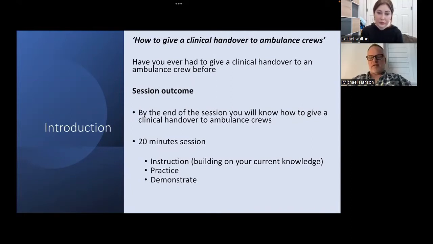This session will be about 20 minutes long, and it's been broken up into first a little bit of instruction, building on your current knowledge as a nurse. There'll be some aspects and terminology which you'll be very familiar with. Then we're going to do a couple of practice rounds with information based on scenarios, and break it down and provide it as a clinical handover. Finally, there's a demonstration where, like an assessment, we'll get you to look at a scenario, break up that information and provide it as a clinical handover. So that's what we'll be doing during this session.